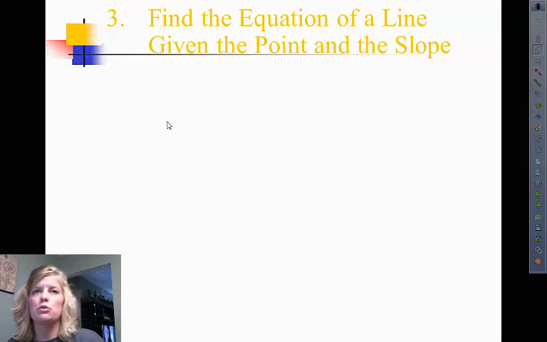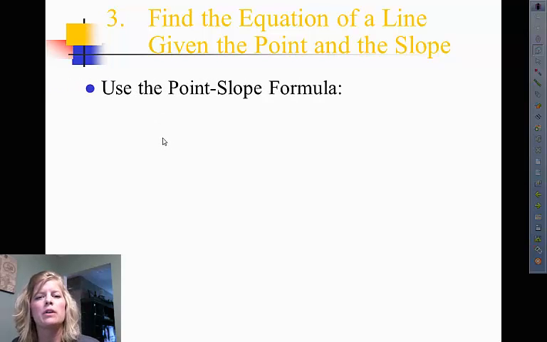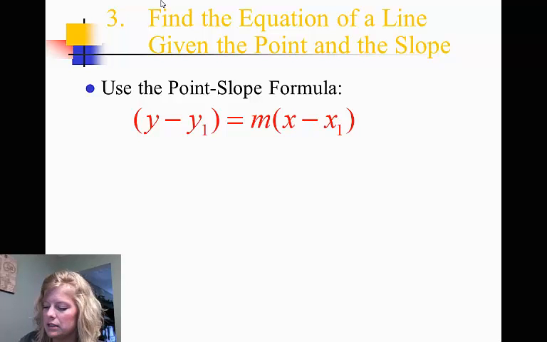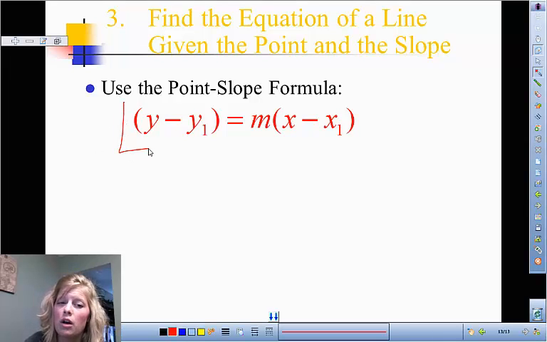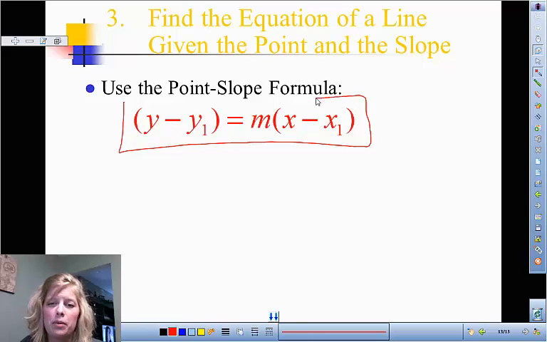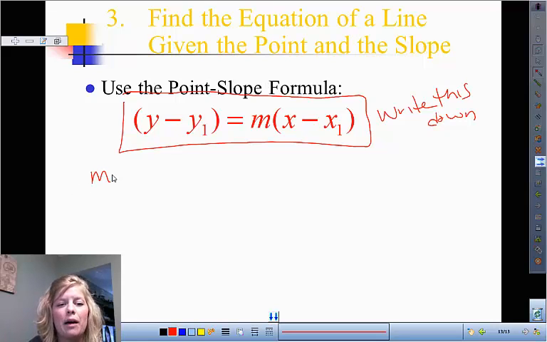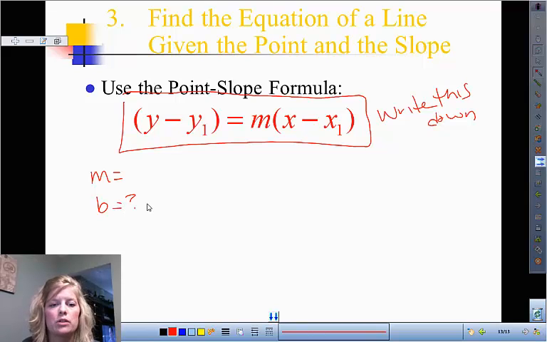So we got those first two. We were given m and b. We were given a graph, so we had to find m and b. And now I'm going to say find the equation of a line given a point and the slope. So I'm using the point-slope formula, which, this might be new to you. You used it in algebra probably, but maybe not all teachers used it. Write this down. This is your point-slope formula. This is when you know m, but you don't know what b is. So we need to find b.